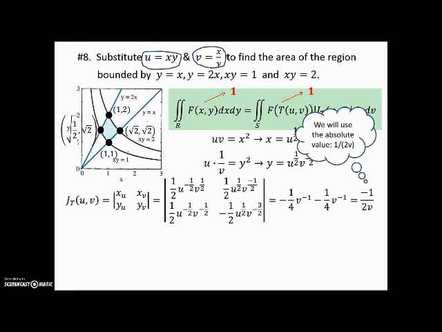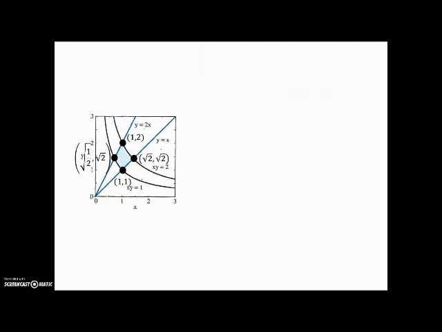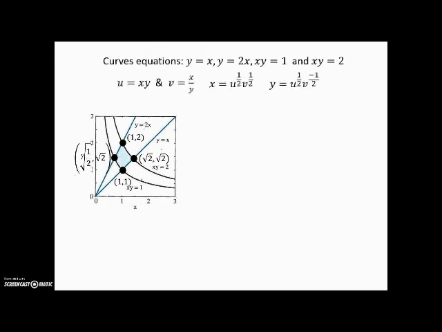Now, just for fun, I found the intercepts of the 4 curves in the xy plane. Turns out we don't really need that, but I thought it might be interesting to map those onto our new region. So here's our original region in the xy plane, and here are the equations of the curves, and here are our formulas for u, v, x, and y.